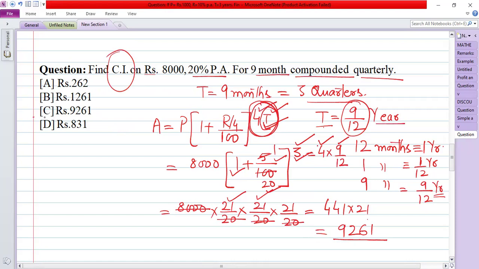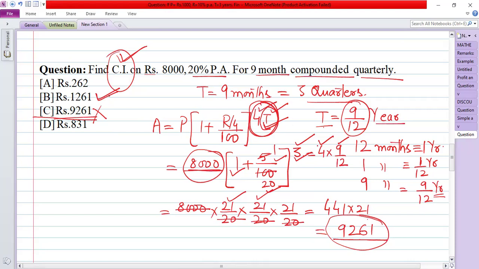Okay, please mind, do not answer option C. Here we have to find the compound interest. So what will be the compound interest? Actually it will be 9261, the final amount, minus the initial amount 8,000. So that will give us 1261. So option B is correct.